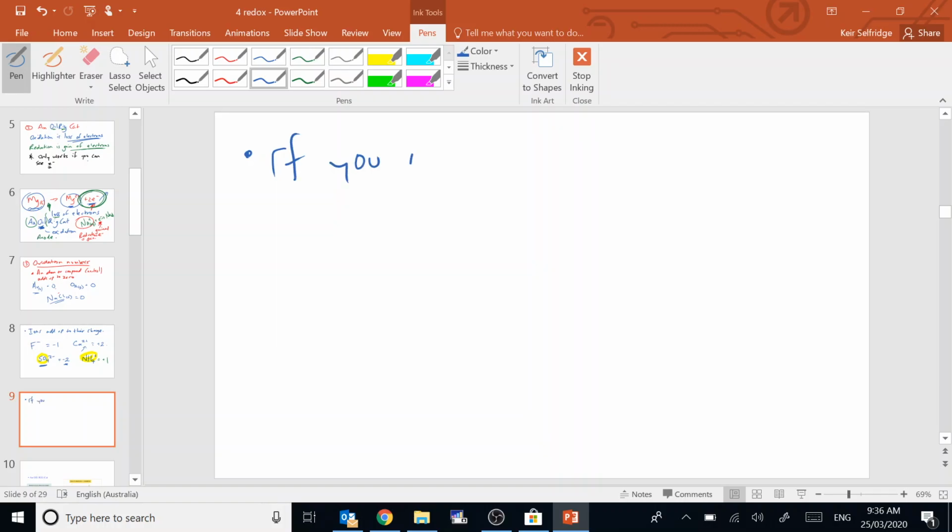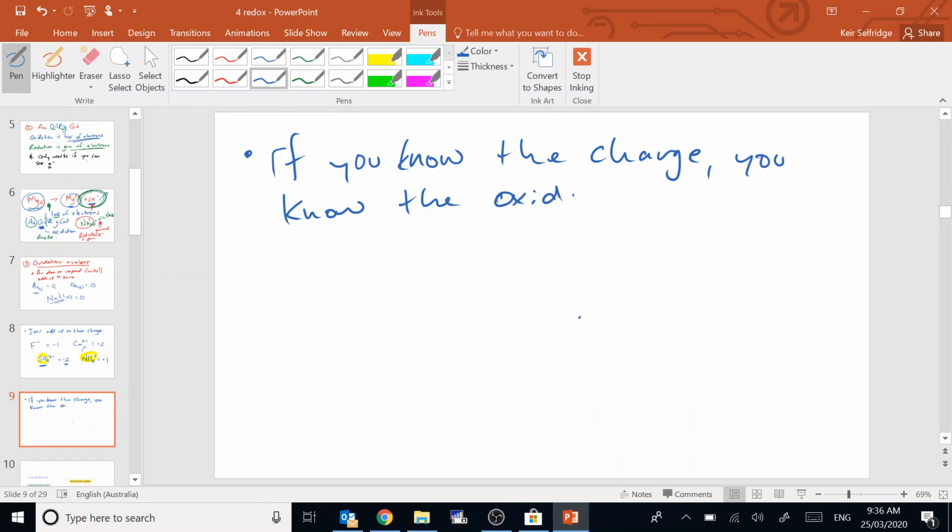you know the oxidation number. It doesn't kind of make sense when you say it like that, so let's do a couple of examples. If I know the charge, I know the oxidation number.